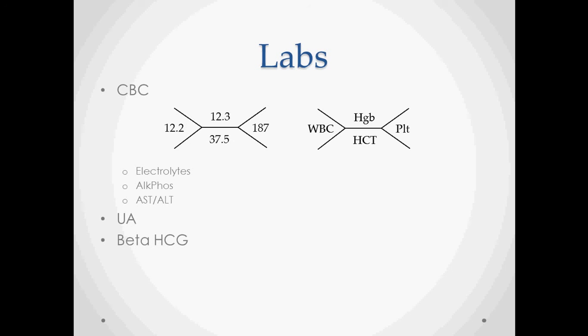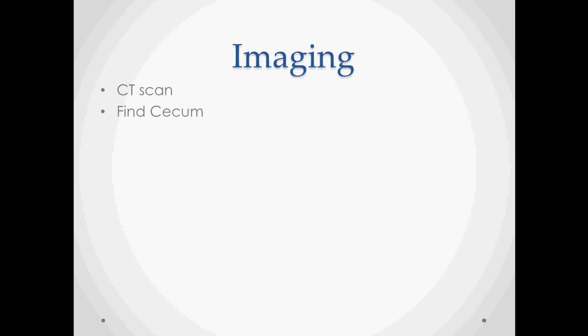Urinalysis and beta HCG we talked about for ruling out possible other conditions. Then we do a CT scan. You can look at these with an ultrasound as well, but CT scan is going to be the most sensitive test for appendicitis. And what you're looking for is the cecum, and the appendix is going to be sticking off the cecum in some direction.